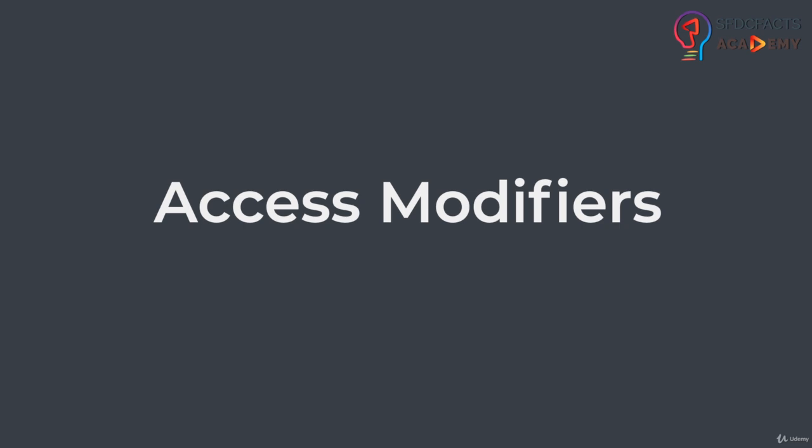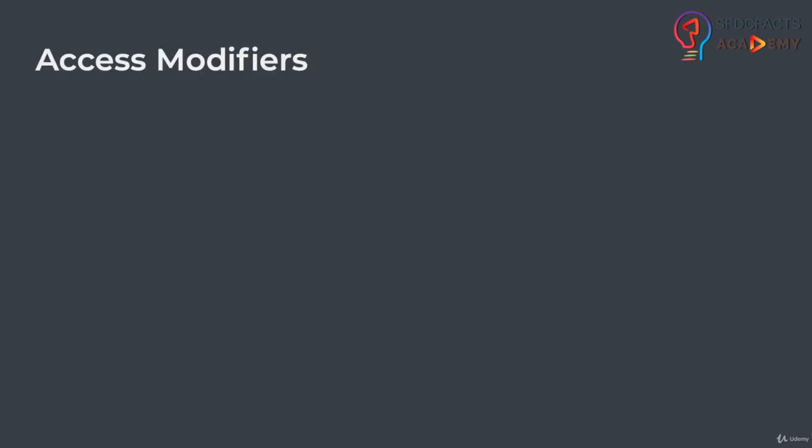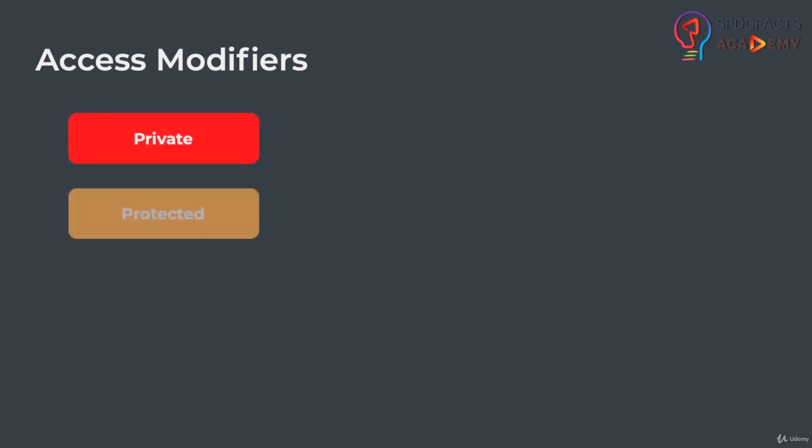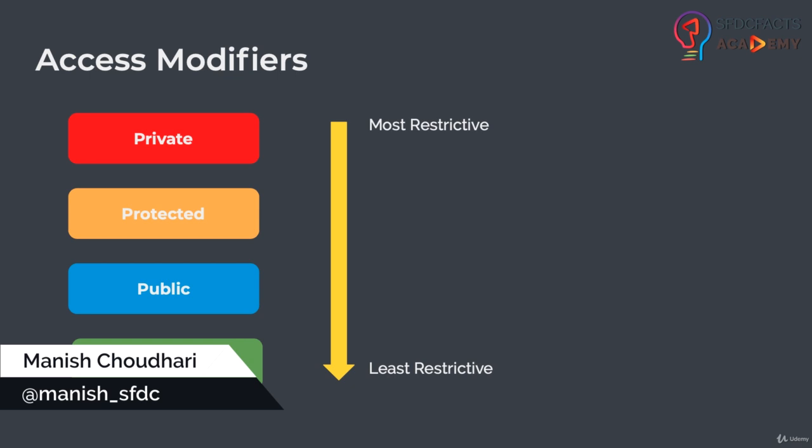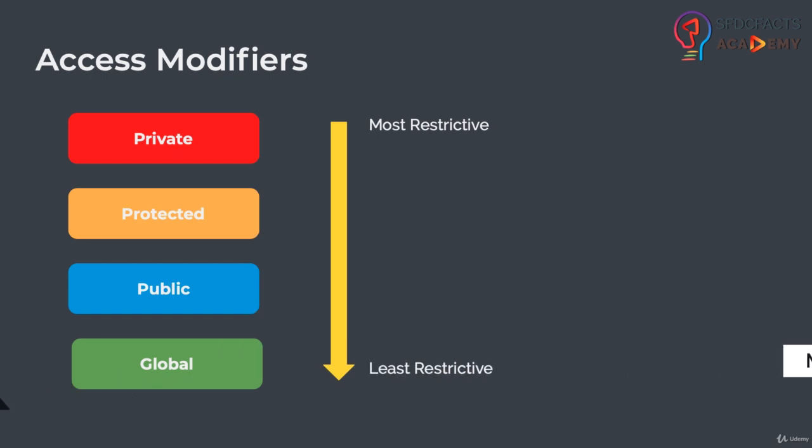So in general, Apex has four types of access modifiers. The first one is private, the second is protected, the third one is public, and the fourth one is global, where private is the most restrictive access modifier and global is the most open access modifier. So let's talk about each of these access modifiers in detail.